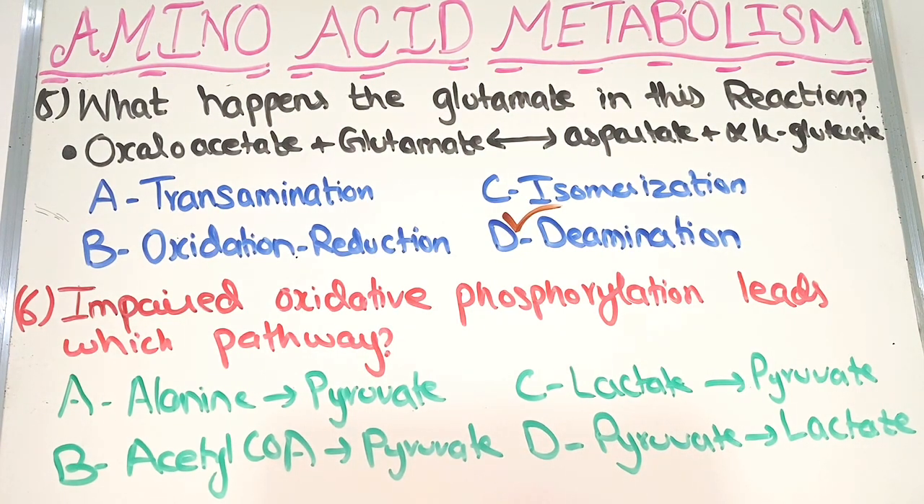So the sixth question is: impaired oxidative phosphorylation leads to which pathway? The options are alanine into pyruvate, acetyl-CoA into pyruvate, lactate into pyruvate, or pyruvate into lactate. As we know, impaired oxidative phosphorylation will cause anaerobic glycolysis. This is very important, anaerobic glycolysis, which will lead to forming pyruvate into lactate.